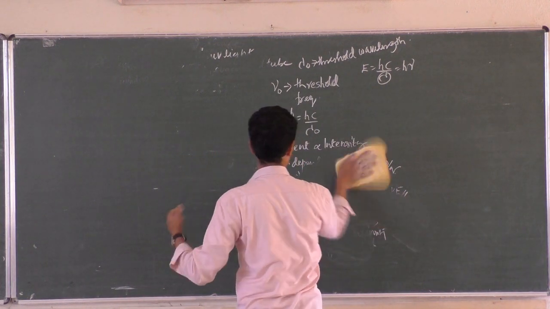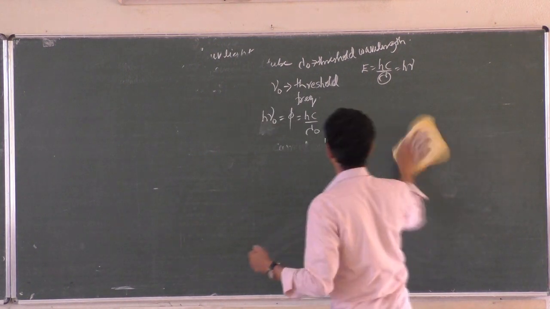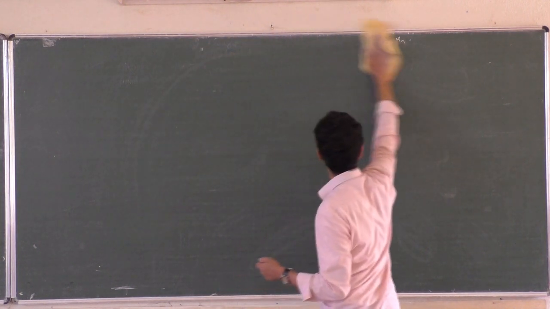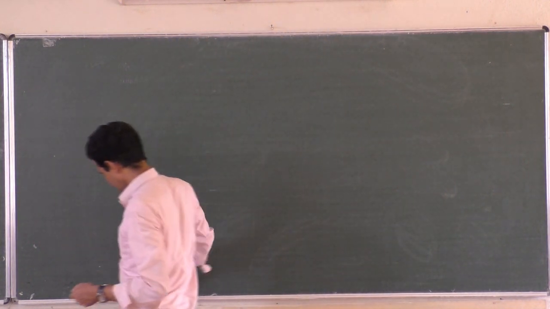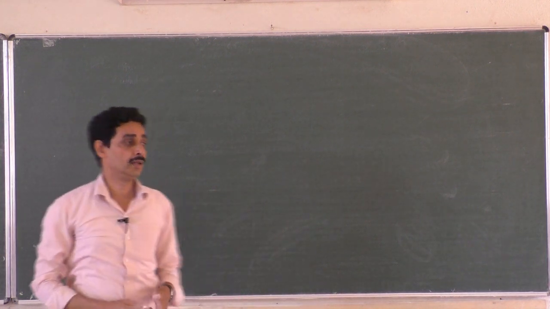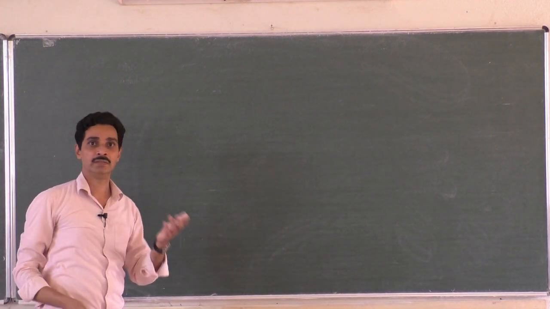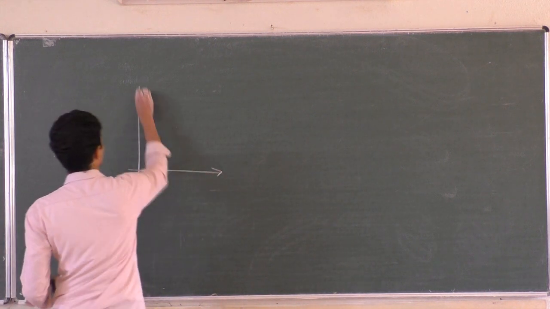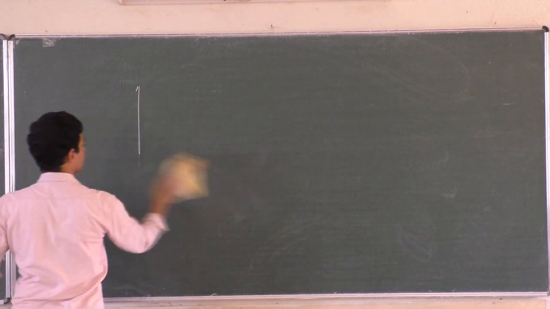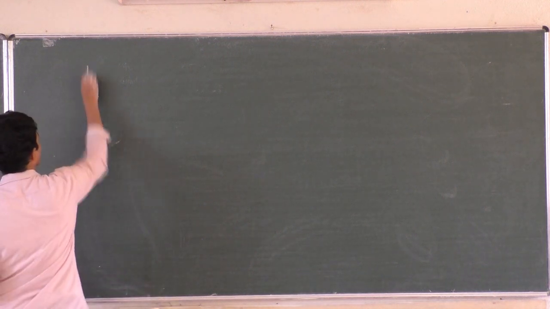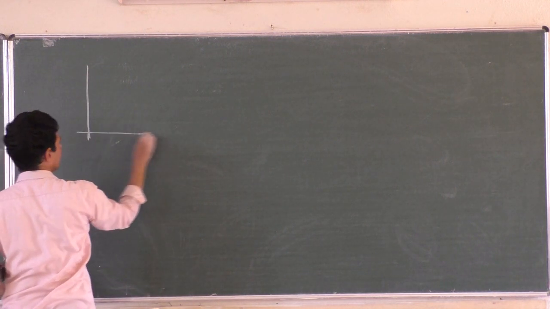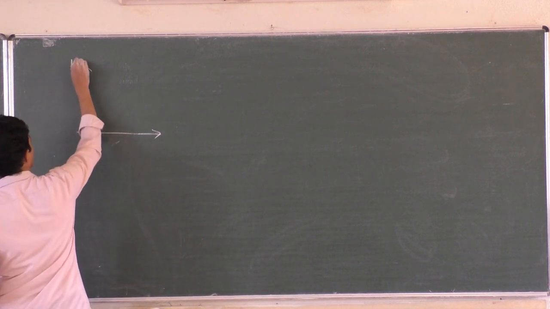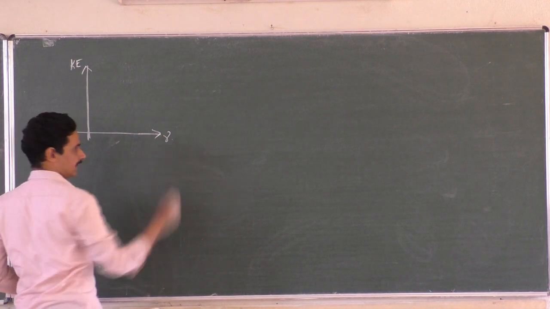Or if I want, I can draw this again. No problem. If you want to draw further graphs, very important graphs, frequency versus kinetic energy or stopping potential, anything. So, kinetic energy versus frequency. Hope you can see this here, right? Kinetic energy here versus frequency of incident radiation.